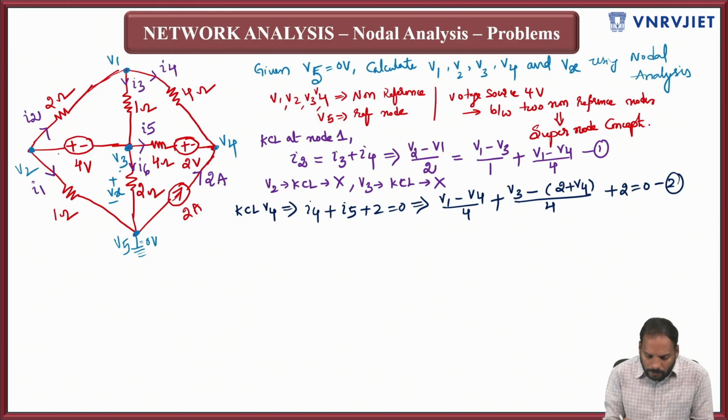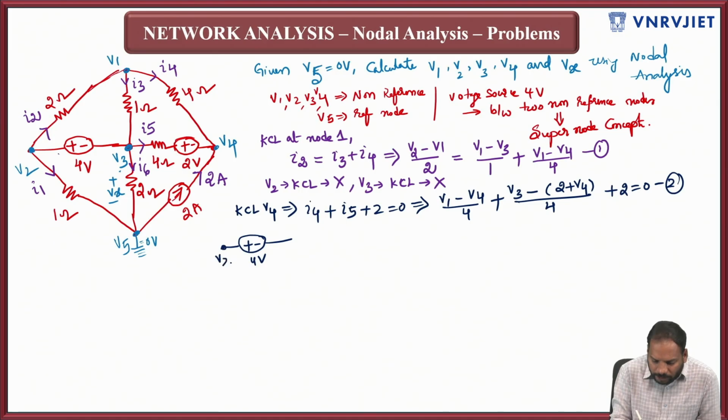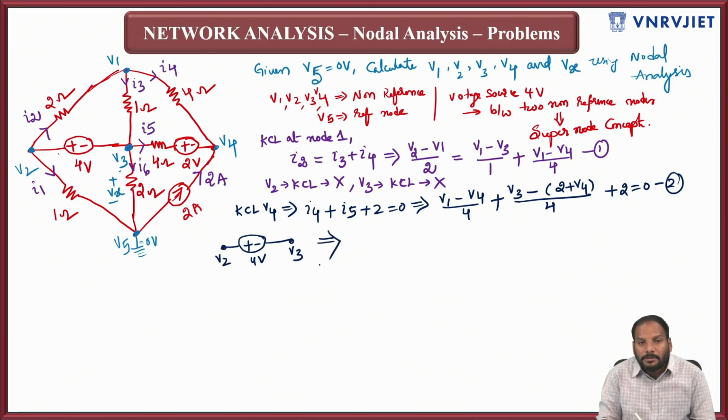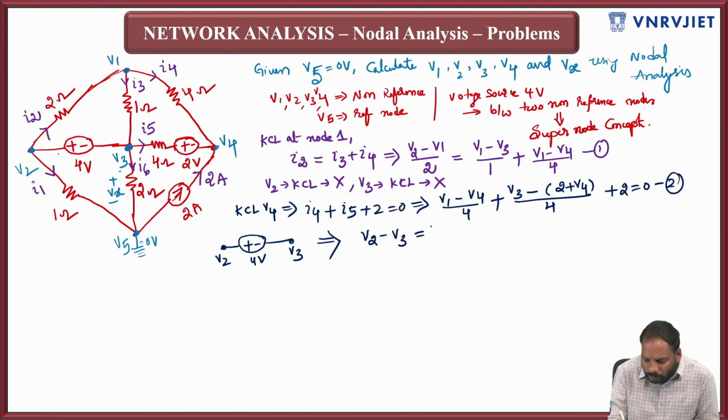Now, one simple logic is that this is V2 and this is V3. So from this concept, I can directly write V2 minus V3 is equal to 4 volts. This is the third equation. Whenever a voltage source is connected between two non-reference nodes, you can take advantage of it and directly represent it in terms of the nodal voltages.